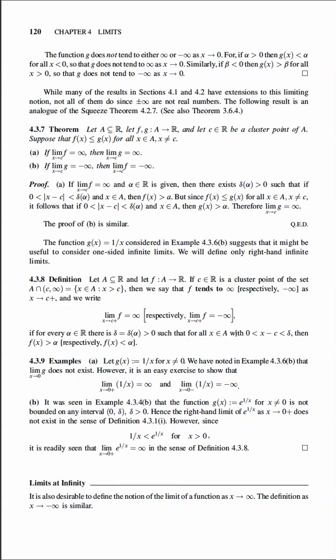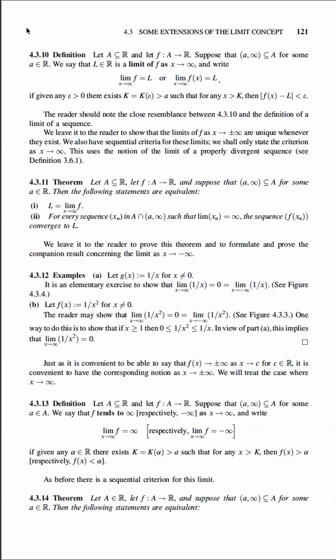Finally, we have limits as x goes to infinity or negative infinity, and this should look a lot like sequential limits. Definition 4.3.10 gives the definition of the limit as x goes to infinity of f. And 4.3.11 gives the sequential version of that. And then 4.3.12 gives examples. 4.3.13 talks about f going to infinity as x goes to infinity. And this should look almost exactly like properly divergent sequences.